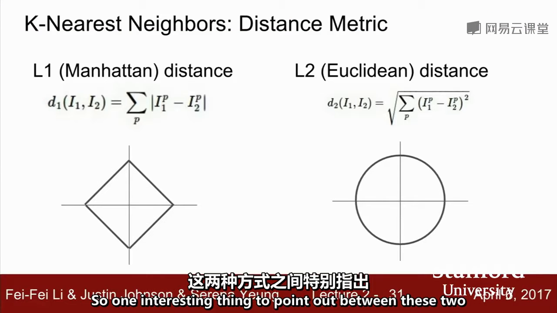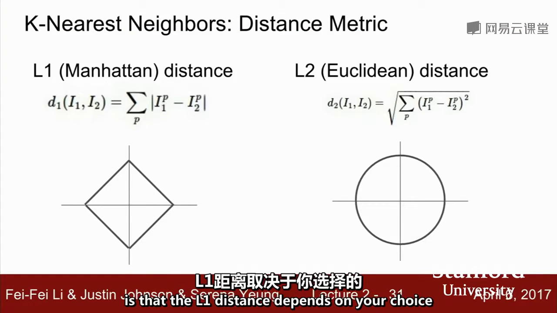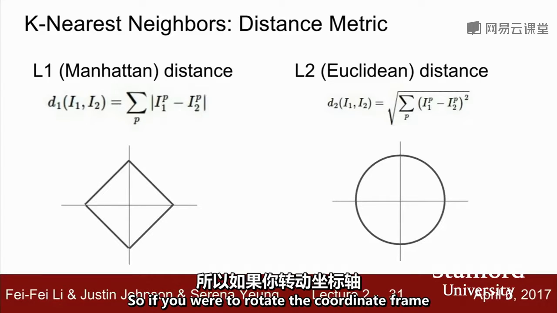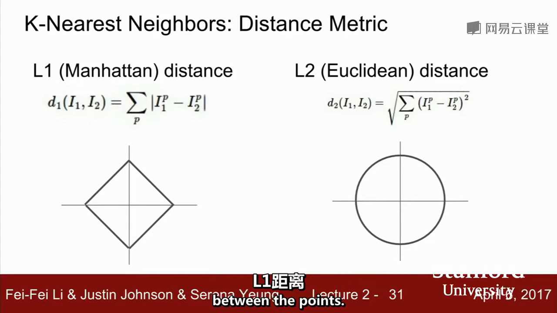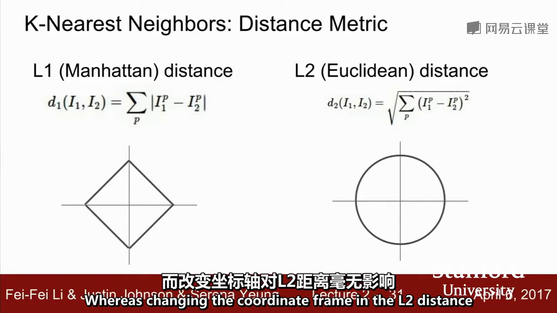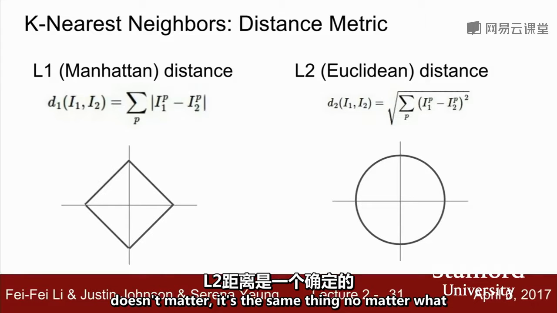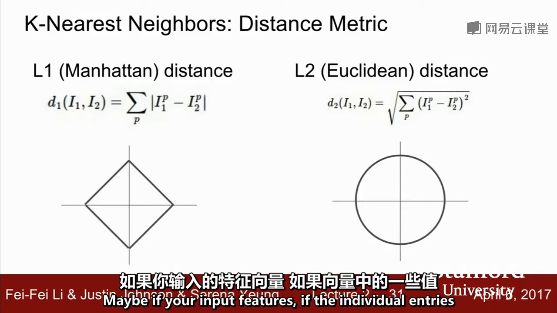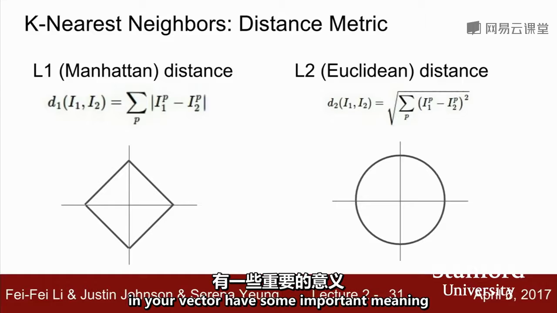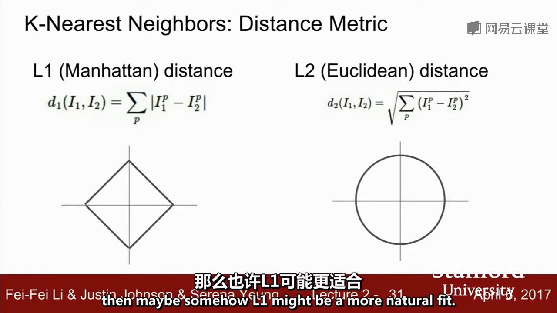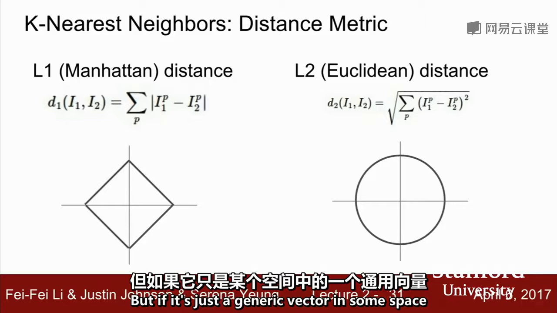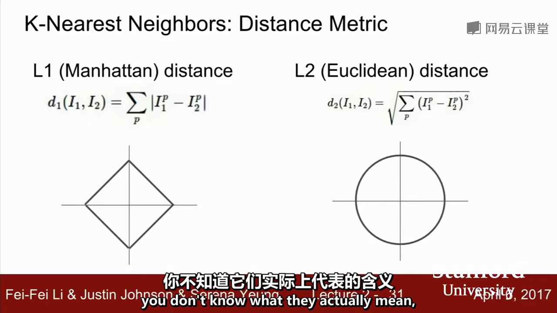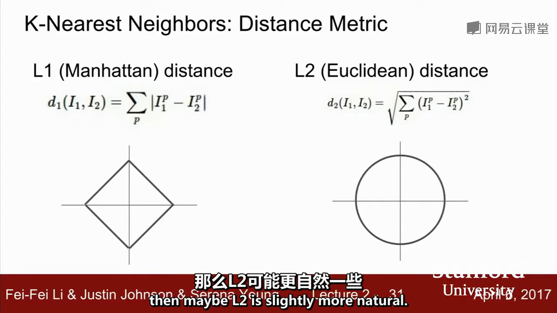So one interesting thing to point out between these two metrics in particular is that the L1 distance depends on your choice of coordinate system. If you were to rotate the coordinate frame, that would actually change the L1 distance between the points. Whereas changing the coordinate frame in the L2 distance doesn't matter. It's the same thing no matter what your coordinate frame is. So if the individual entries in your input vector have some important meaning for your task, then maybe L1 might be a more natural fit. But if it's just a generic vector in some space and you don't know what the different elements actually mean, then maybe L2 is slightly more natural.